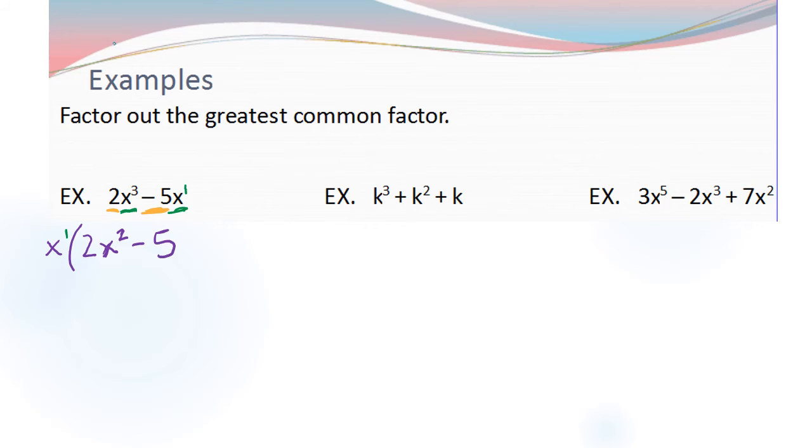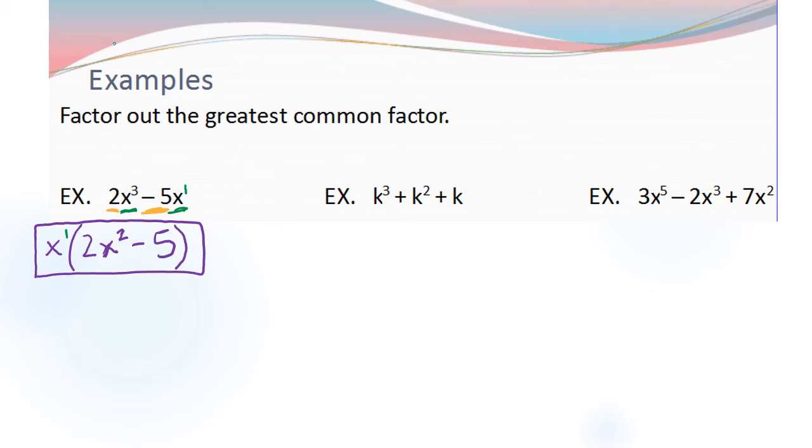Minus 5 is not affected, and then x to the first divided by x to the first cancels. So you're just left with 2x squared minus 5. Now, you can check these by distributing, but another thing to check for is to make sure there are no other factors left in common inside the parentheses. By that I mean, look inside: you've got 2x squared minus 5.